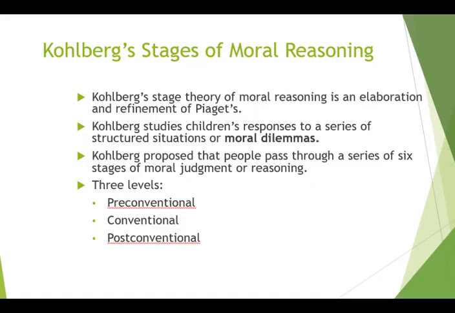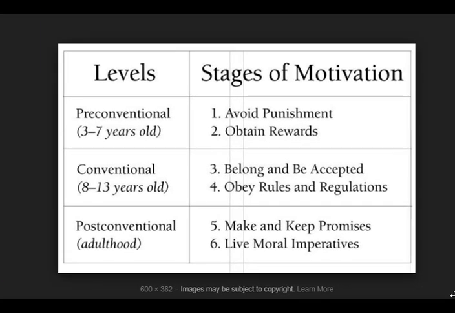Next, I want to quickly focus on Kohlberg's stages of moral reasoning. This is the idea of when people, and children specifically, get to the point of how they look at things from a moral perspective, from a right and wrong perspective. And Kohlberg studied children's responses to a series of structured moral dilemmas, and Kohlberg really divided them into 3 stages: pre-conventional, conventional and post-conventional.